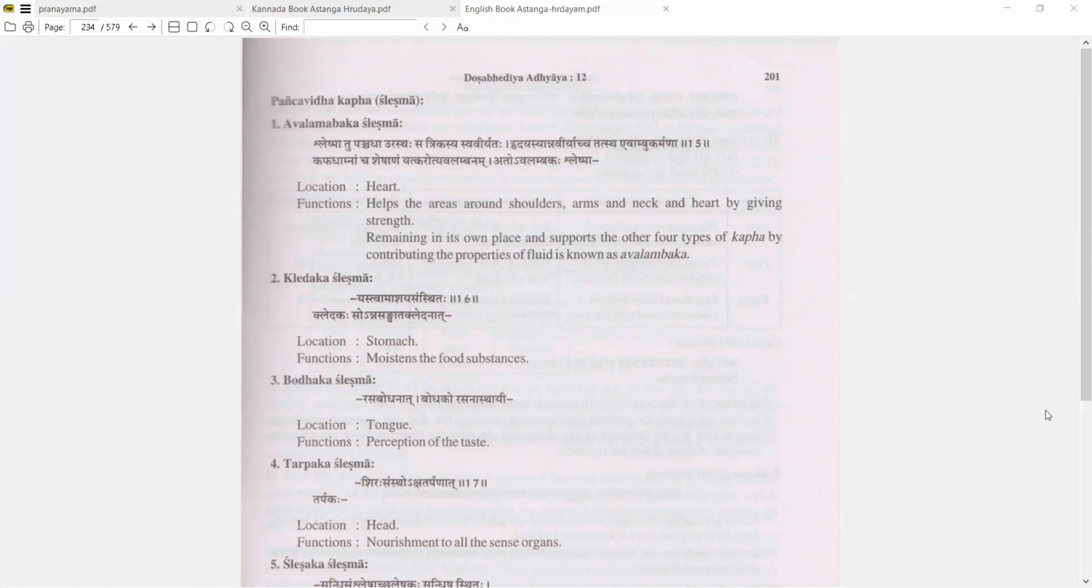Avalambaka Shleshma. It is located in the heart. It helps the areas around the shoulders, arms, neck and heart by giving strength. Remaining in its own place, it supports the other four types of Kapha by contributing the property of fluid, and is known as Avalambaka.